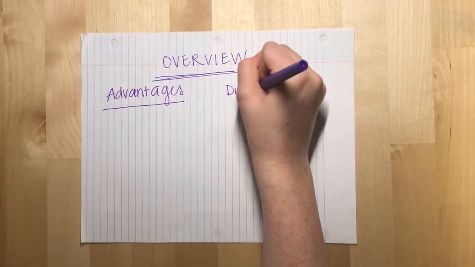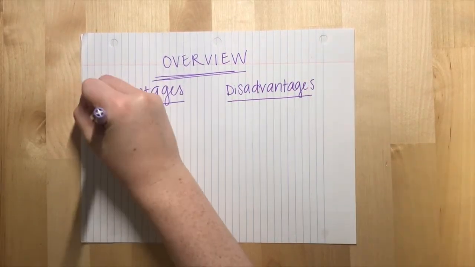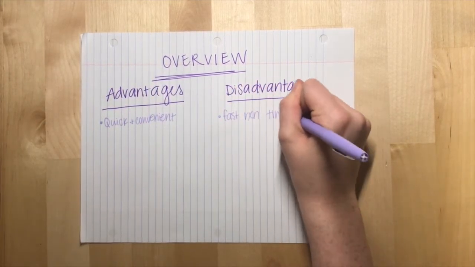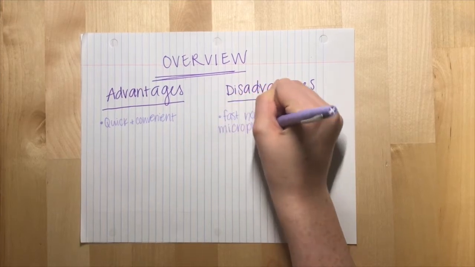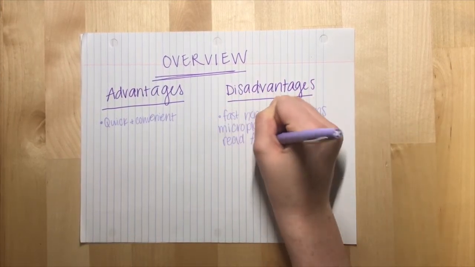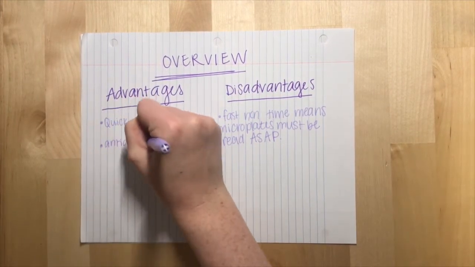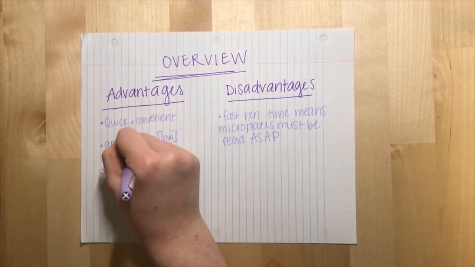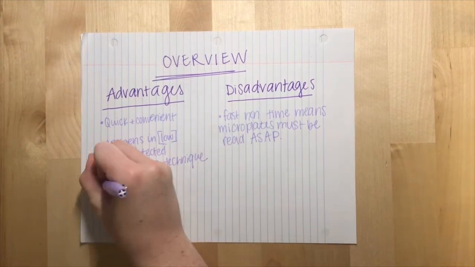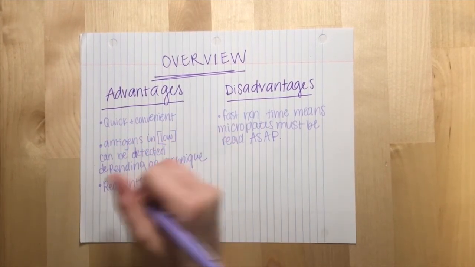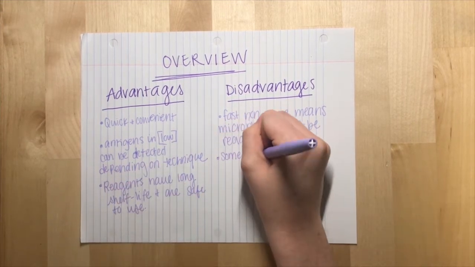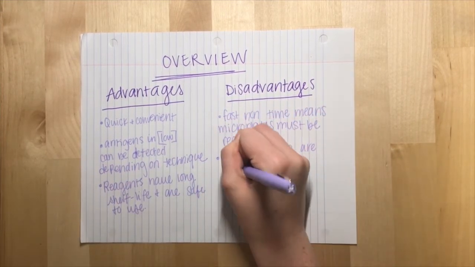Let's take a look at an overview of the pros and cons of ELISAs. ELISAs are relatively quick and convenient, but the fast reactions mean that the microplates must be read immediately after reactions occur. Antigens in low concentrations can be detected, which is very unique, and reagents typically have a very long shelf life. Some antibodies, though, are hard to find, and that can be expensive.